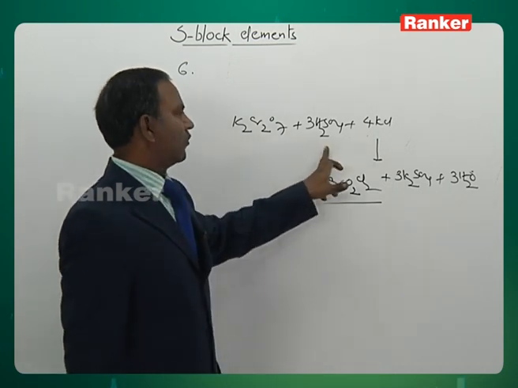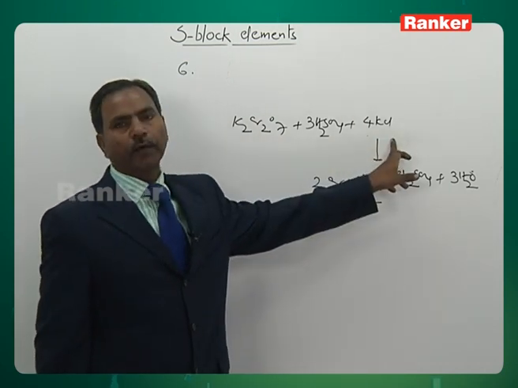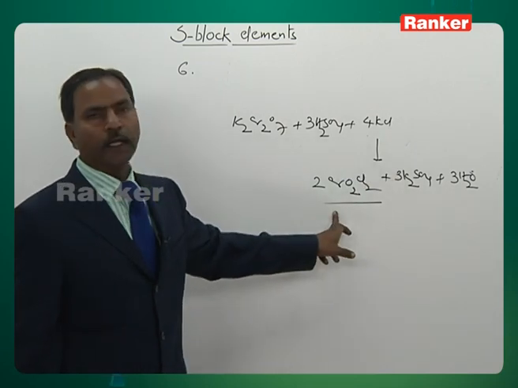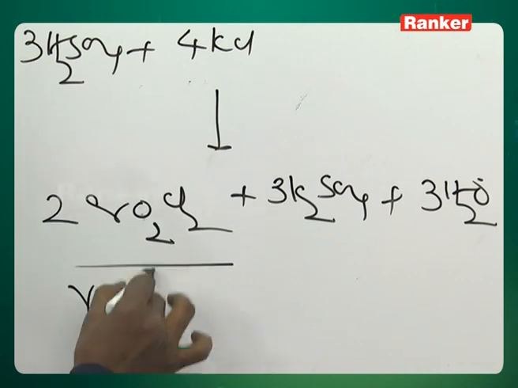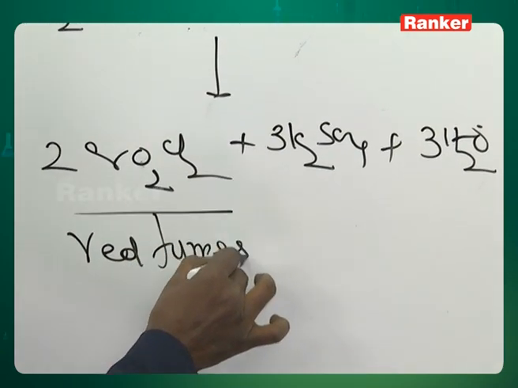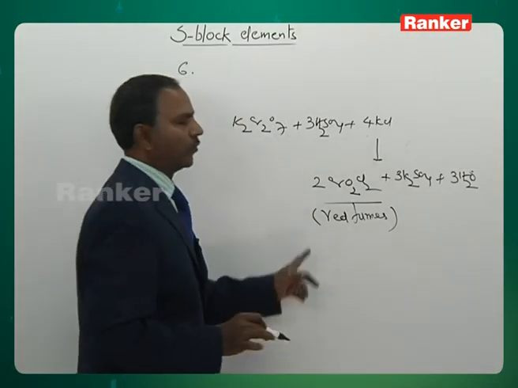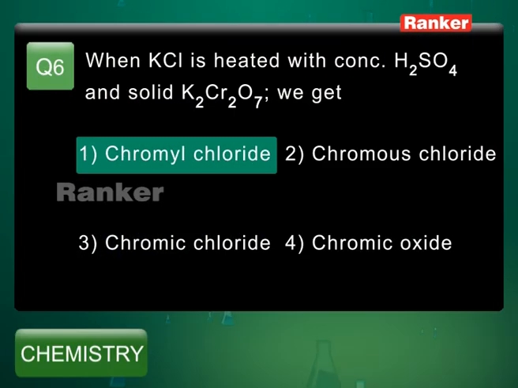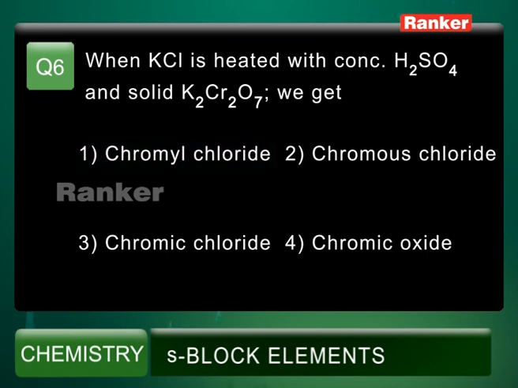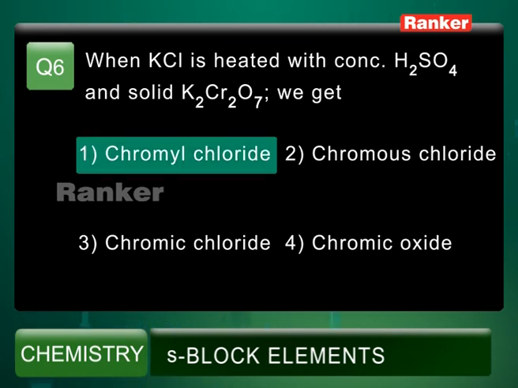Acidified potassium dichromate, when it reacts with any chloride salt, produces red fumes of chromyl chloride. Red fumes of chromyl chloride is one of the important confirmation tests for chloride ion. So option 1 is the correct answer here. Chromyl chloride is produced. Answer 1.